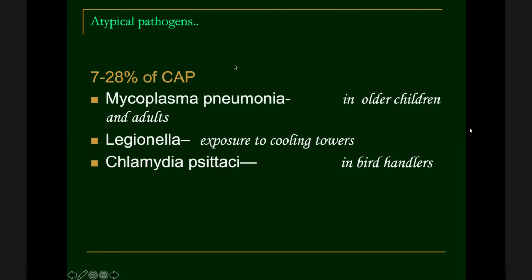Twenty to 28% of community-acquired pneumonia is because of Mycoplasma pneumoniae in older adults. Legionella is seen if the patient has exposure to cooling towers, like working on AC vents, or if the patient is traveling on a cruise ship. Then Legionella is more common, and Chlamydia psittaci is mainly common in bird handlers. Okay, so these are the most common organisms.